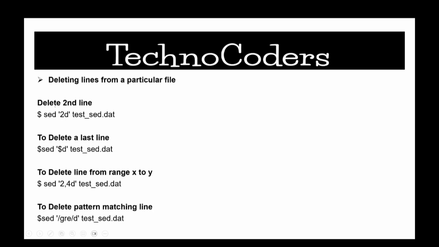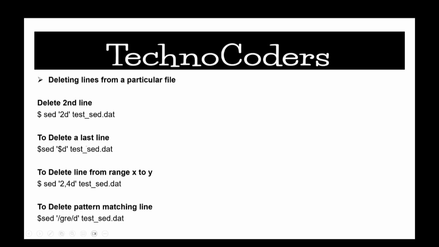Okay? Now suppose you want to delete lines from a particular file. For example, I want to delete the second line in this. Just use sed 2d and the file name. It will delete the second line. Again, it does not do anything inside the file. In the stream editor, it will display. If you want to save after deletion of the line, you can redirect the output of this into another file. I will explain that when I am showing the example.